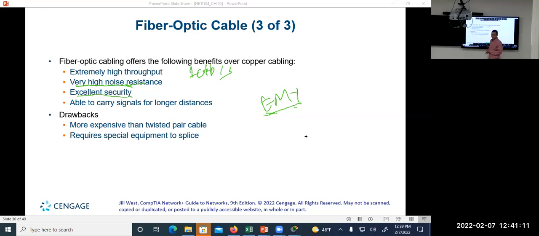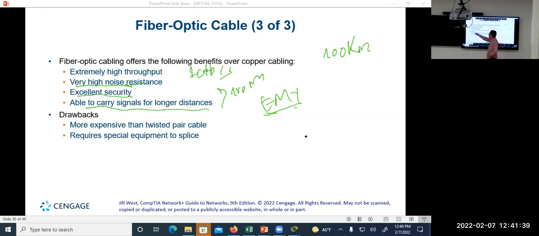It also has excellent security. It's very hard for you to tap or hijack the communication, and it's able to carry the signal for a longer distance. Remember that for UTP or STP, you cannot go greater than 100 meters. But when you work with single mode optical cable, you can transmit up to 100 kilometers.